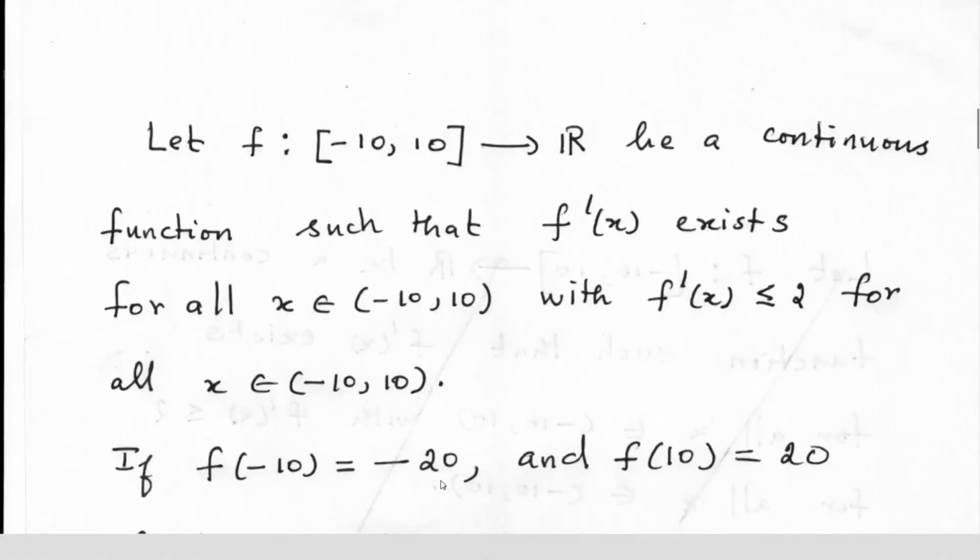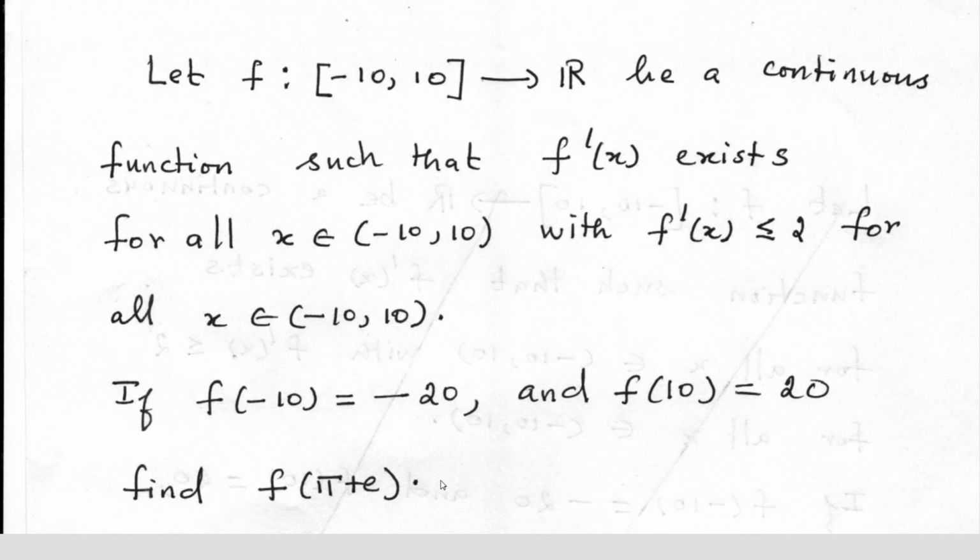Yeah, thank you. So, the first question is like this. f is a real valued function defined on the closed interval minus 10 to 10. It is given that it is continuous on the whole closed interval minus 10 to 10 and differentiable in the open interval minus 10 to 10, with the additional condition that f dash x is bounded above by 2. Now if f of minus 10 is minus 20 and f of 10 is 20, we have to find f of pi plus e. We were given 5 minutes time to solve this. So, will anybody give it a try?